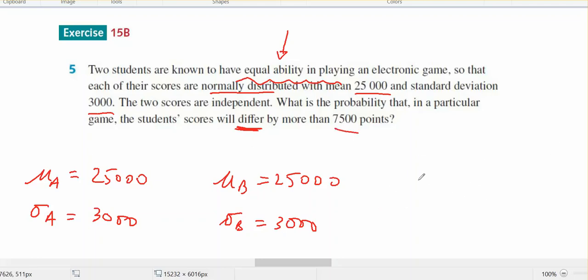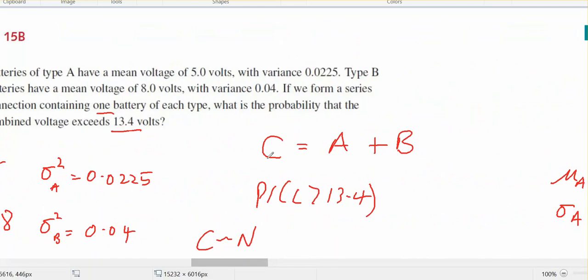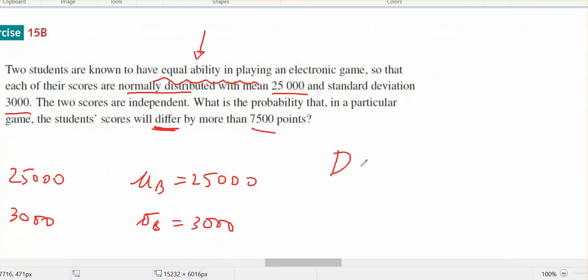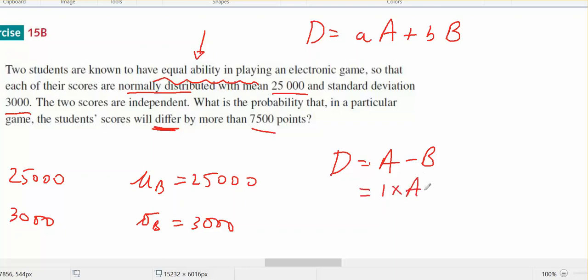Okay, so I'm going to call the difference D, the name of my new variable. Notice that before I used C being the combined score. So the difference of the two variables will equal A minus B. Therefore, if I'm going to say that D equals aA plus bB, then a equals 1 and small b is equal to -1. So I've got 1 times A plus -1 times B.